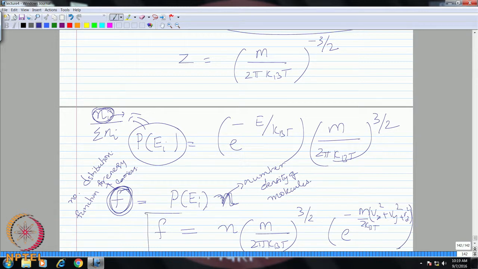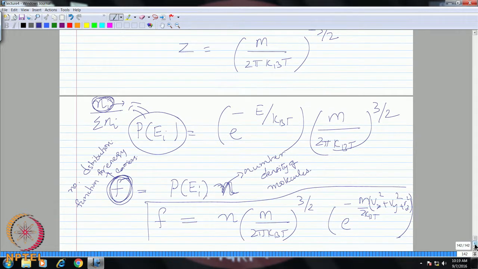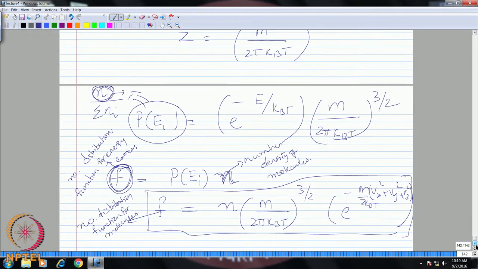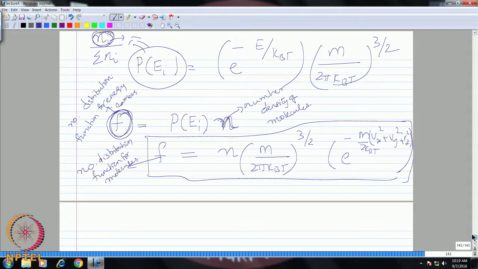So, this gives you the number distribution function, or this is your number distribution function for molecules. This distribution function is also called the Maxwell-Boltzmann distribution function.